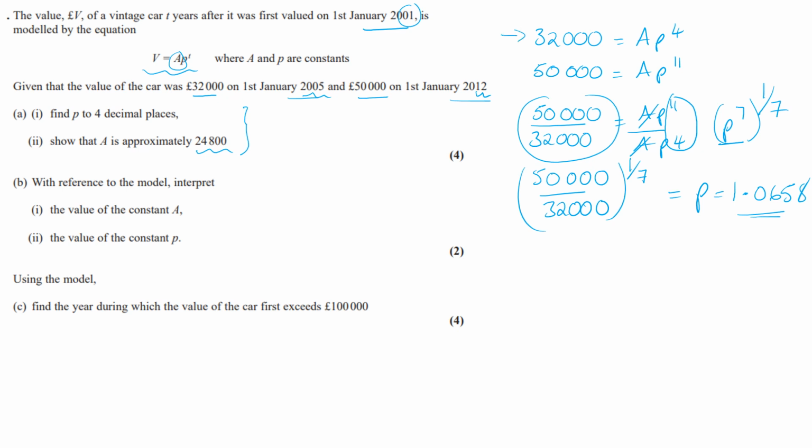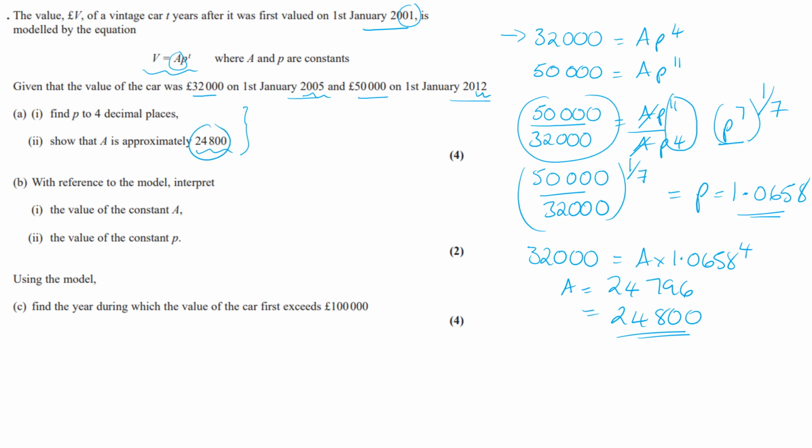Now we need to go back into one of the equations and find a. I'm going to go back into the top one. 32,000 is equal to a times 1.0658 to the 4, and then just divide. a comes out to be 24,796, which is 24,800 approximately. So we've got that answer there.